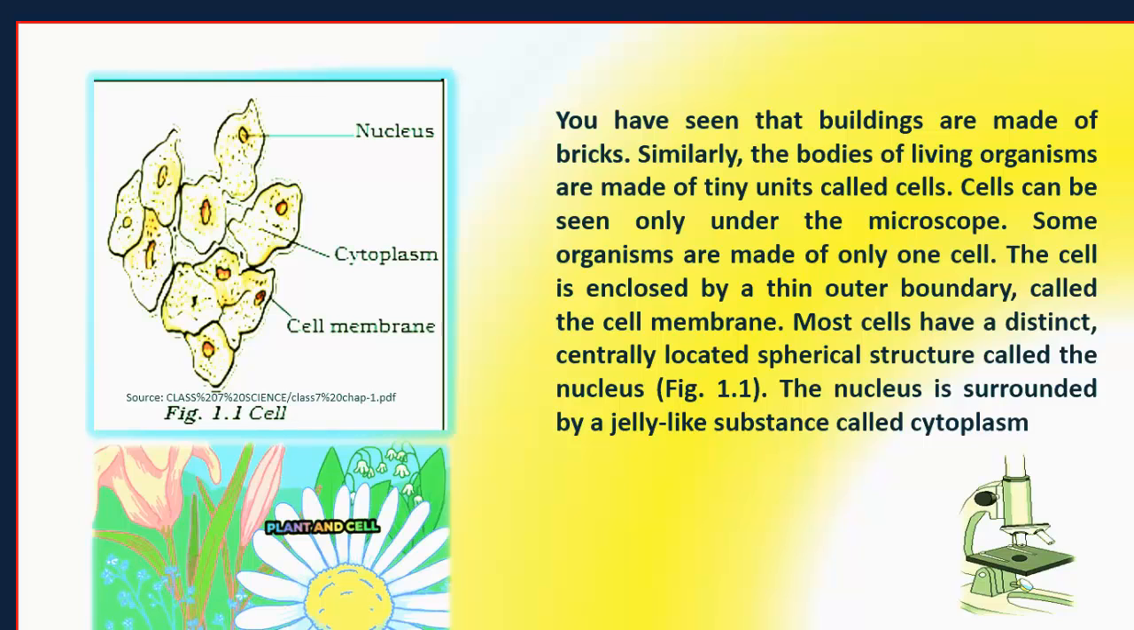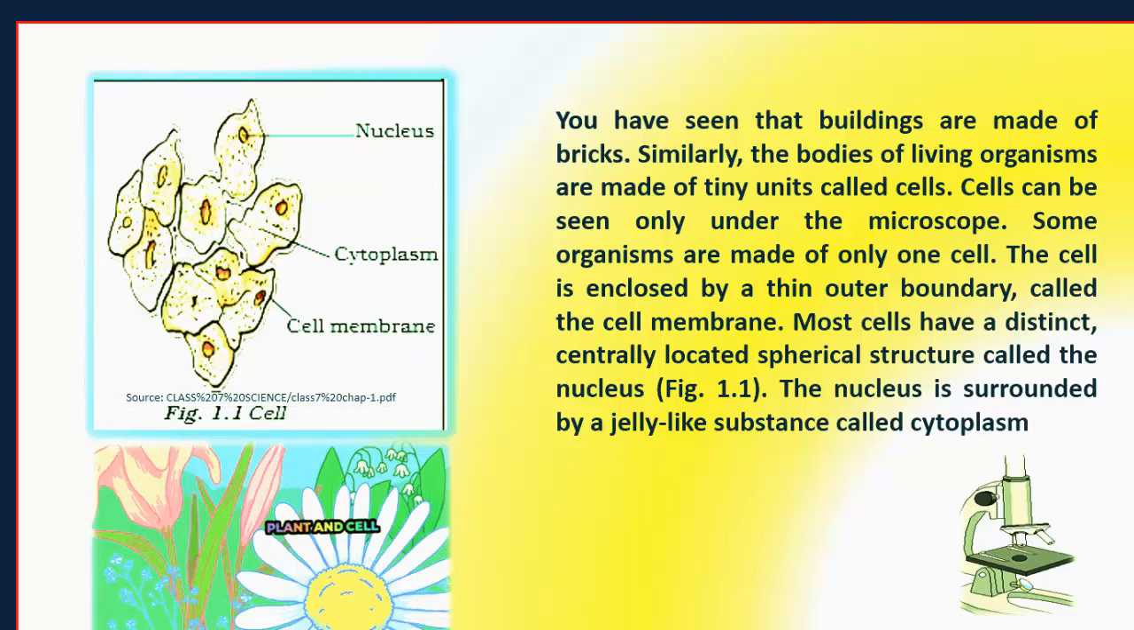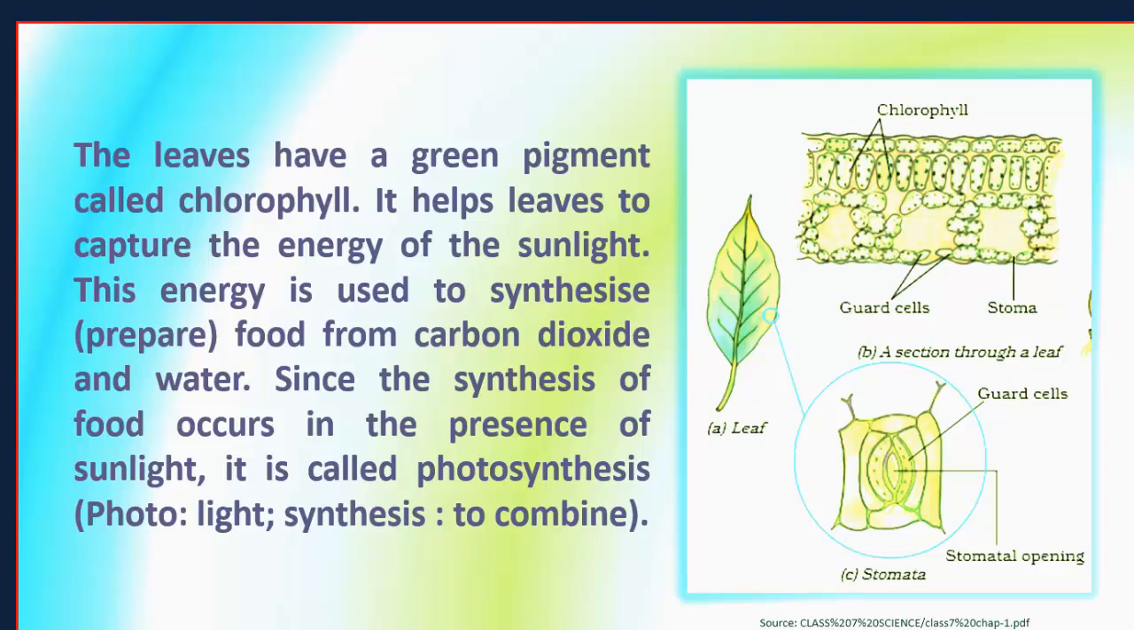Some organisms are made of only one cell. The cell is enclosed by a thin outer boundary called the cell membrane. And most cells have a distinct centrally located spherical structure which is called nucleus. The nucleus is surrounded by a jelly-like substance called cytoplasm.